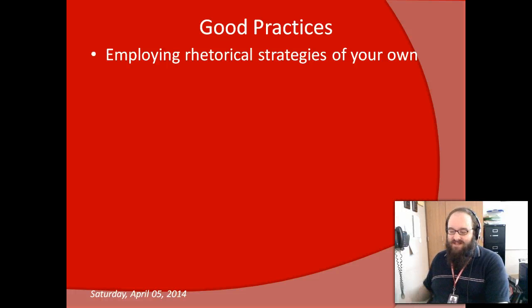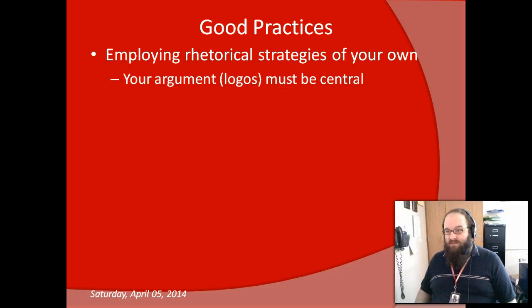Finally, my good practices, and this is a carryover from the Q3, keep in mind that you're writing an argument. At the end of the day, this is, yes, assessing how well you can synthesize ideas into your own position, but you're still writing an argumentative paper. You want to employ good rhetorical strategies of your own.